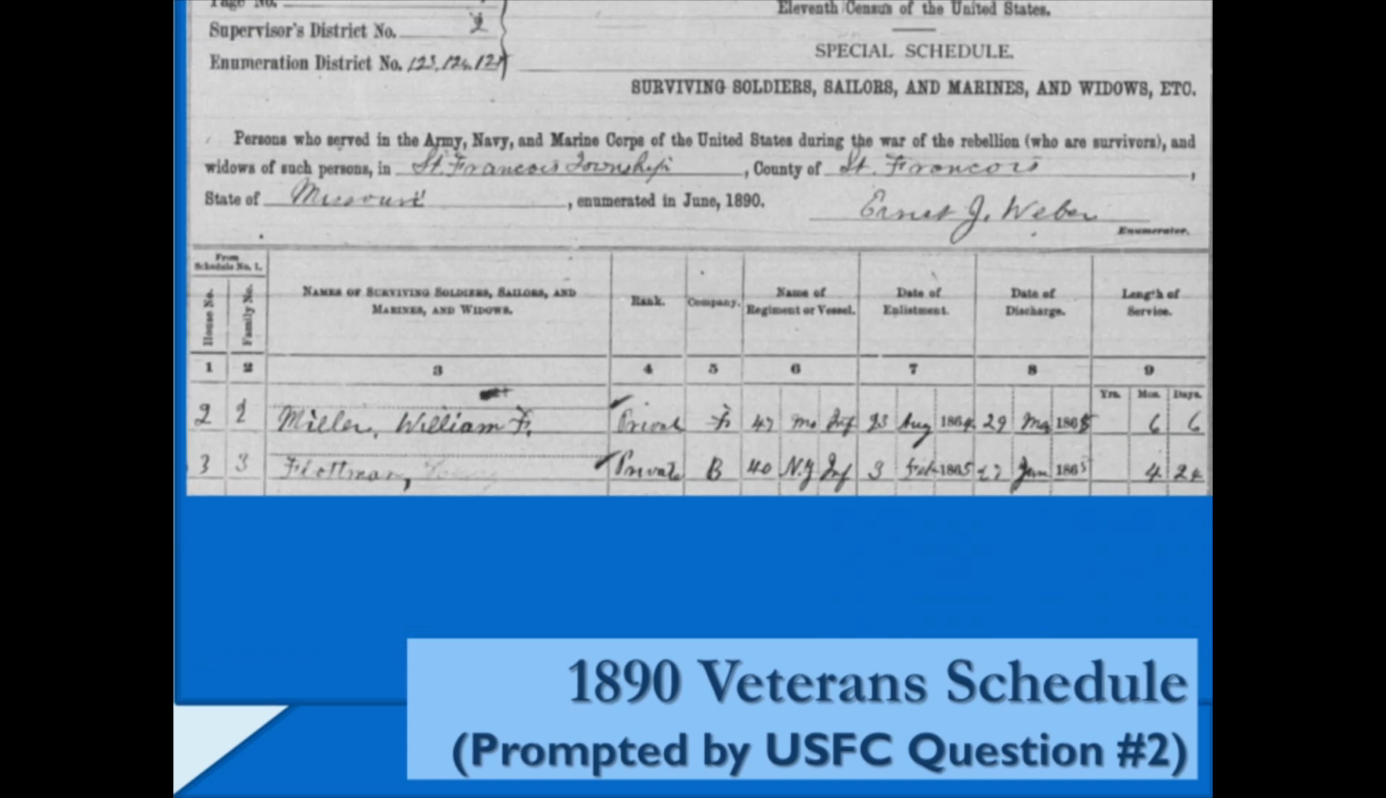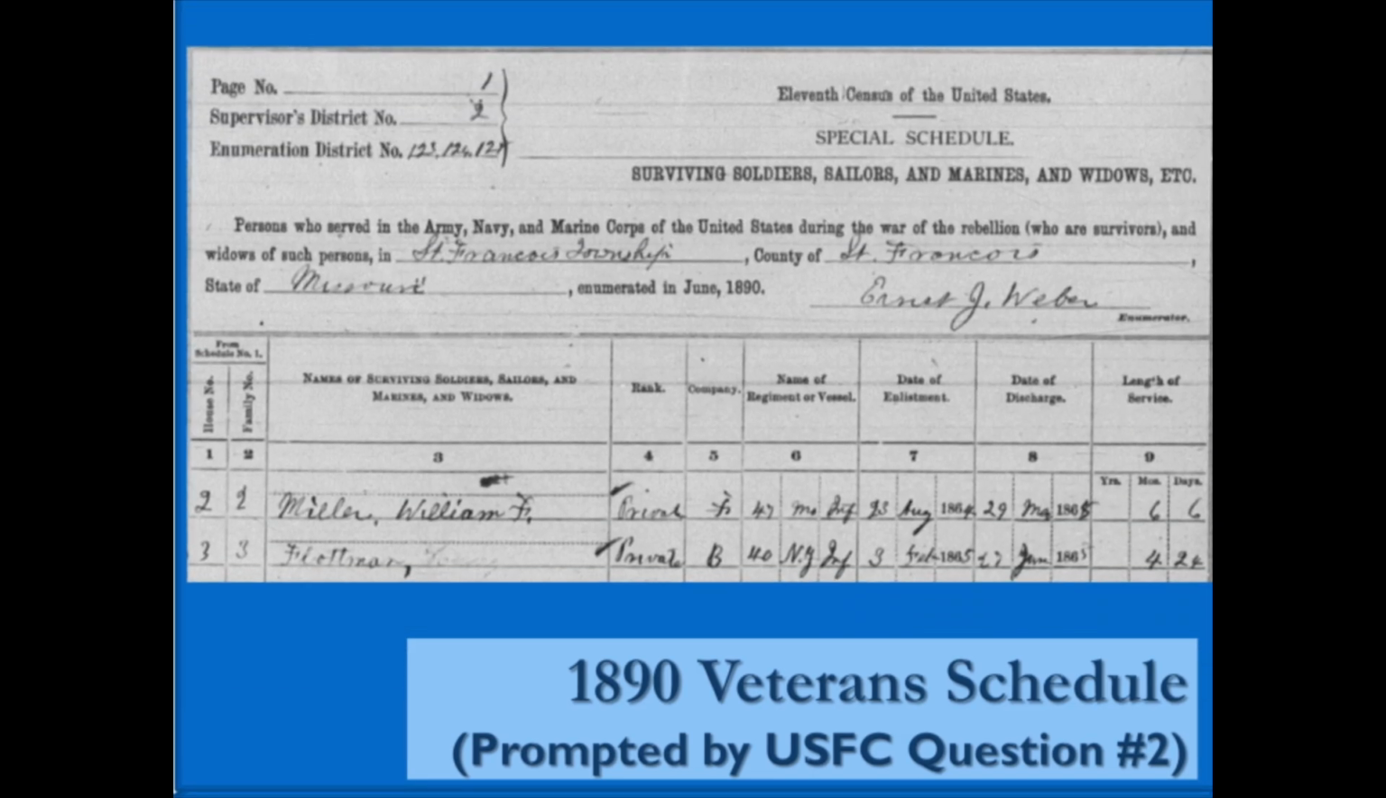1890 also had a special enumeration of Union veterans and widows intended to help Union veterans locate fellow soldiers to support their pension claims and to provide data for pension legislation.